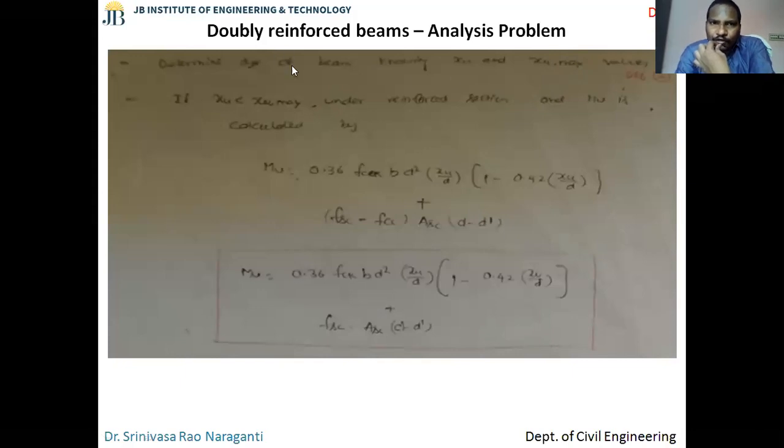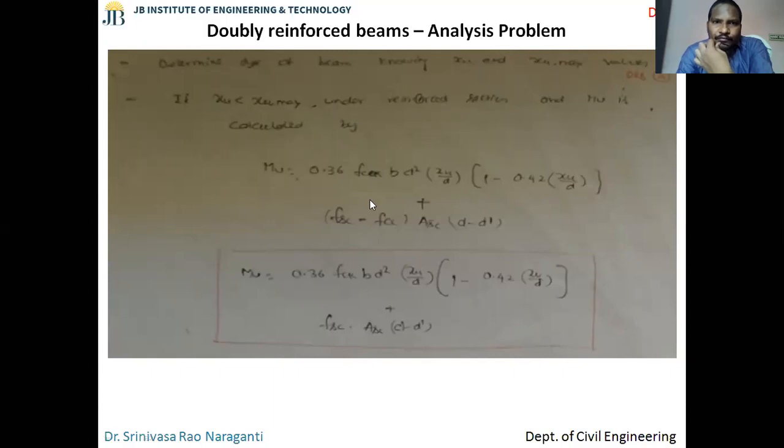So first step, you know what the xu value is. Then here you find out the xu max by d value, the xu max value. Once you know both, you compare them. If the xu value is less than the xu max value, then that is an under reinforced section. If it is an under reinforced section, then the moment of resistance is calculated using this equation.